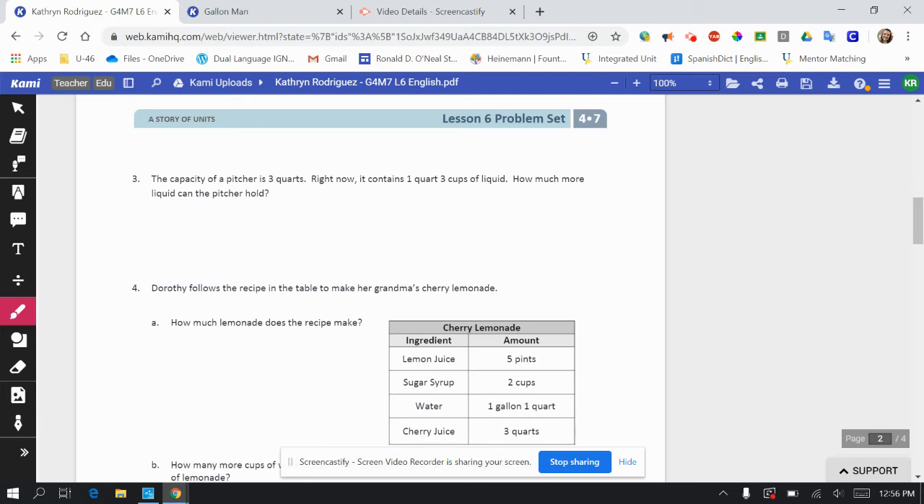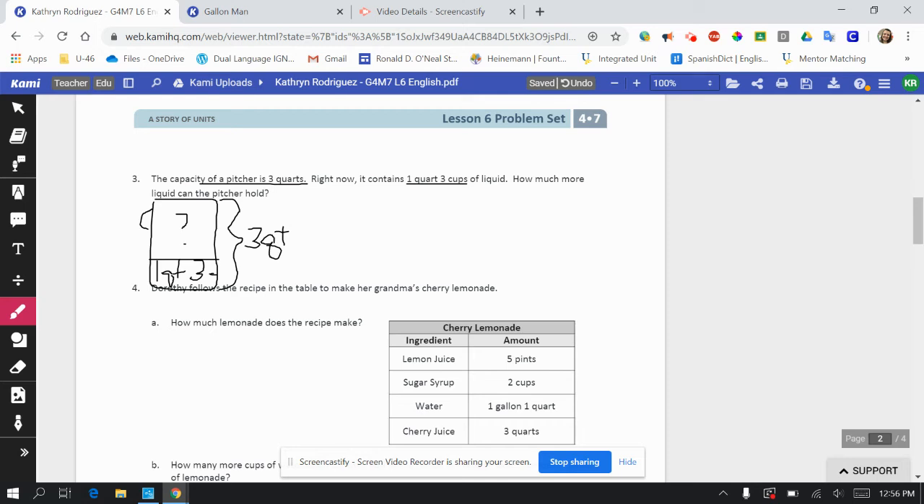The capacity of a pitcher is 3 quarts. Right now, it contains 1 quart and 3 cups of liquid. How much more liquid can the pitcher hold? So instead of a tape diagram, I'm just going to go with a rectangle. Maybe I'll draw a little handle and call it a pitcher. The capacity of the whole thing is 3 quarts. I know because it just told me up here. Right now, it contains, so let's draw a line, 1 quart and 3 cups of liquid.